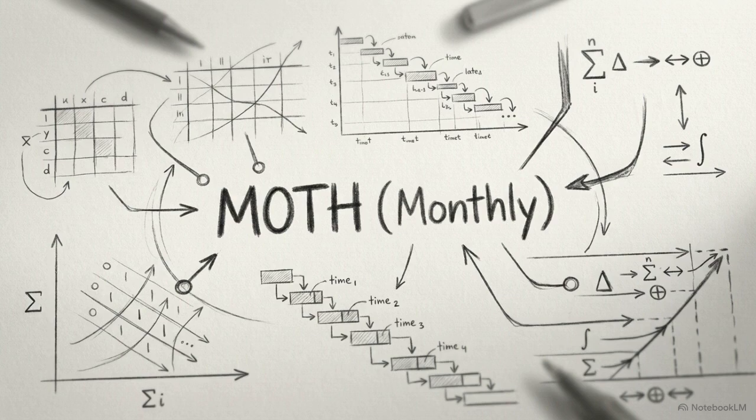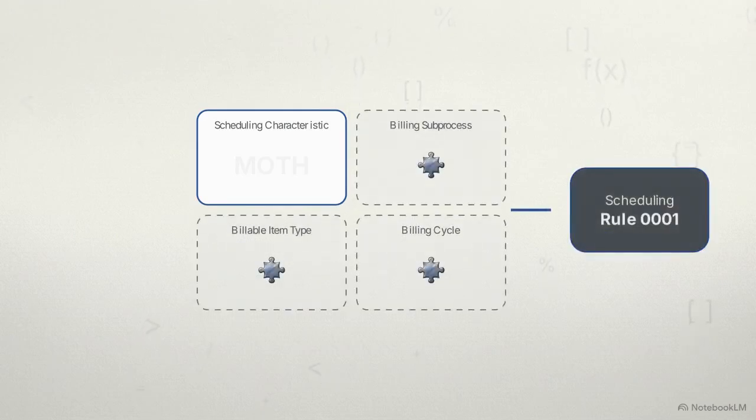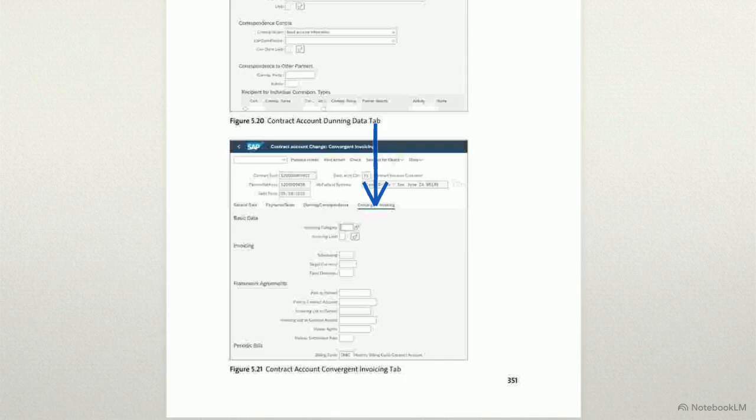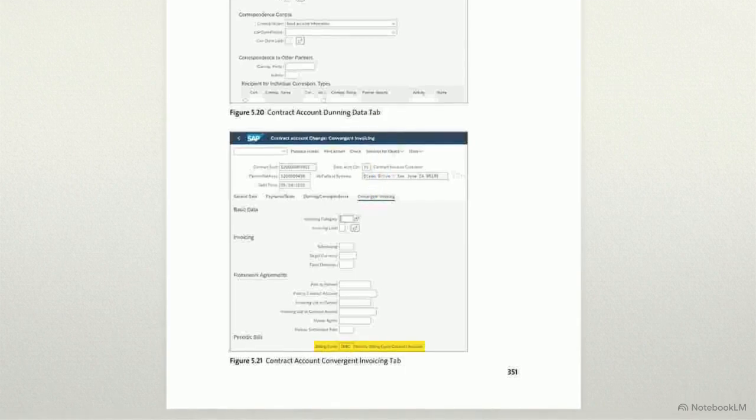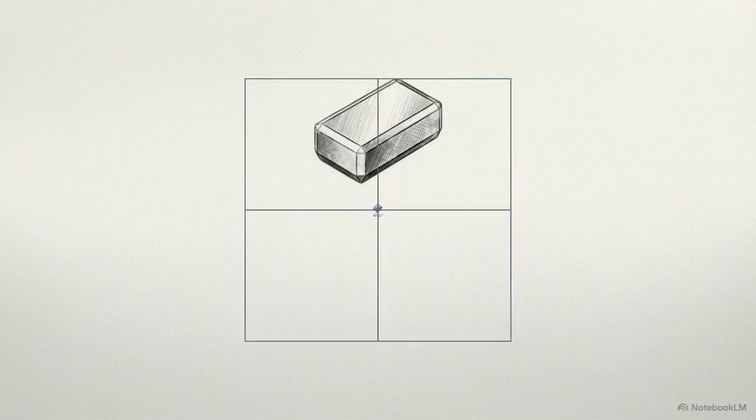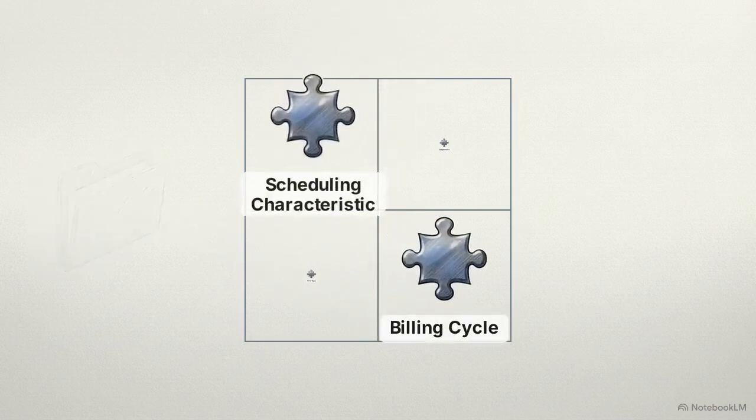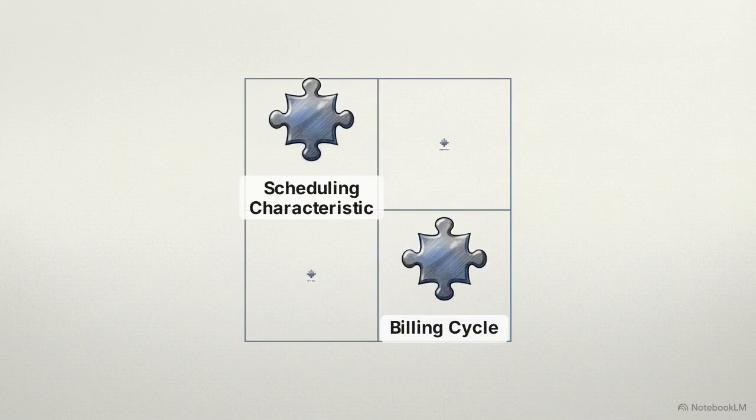But the scheduling characteristic alone cannot calculate a date. It acts as the first variable in a multidimensional matrix the system uses to locate the correct mathematical formula. This interface shows a contract account master record. Under the Convergent Invoicing tab, the system locates the scheduling characteristic, in this example, MOTH for a monthly schedule. Next, the system analyzes the incoming billable item itself to extract two transaction variables, the billing subprocess, like SC01, and the item type, such as a subscription fee.